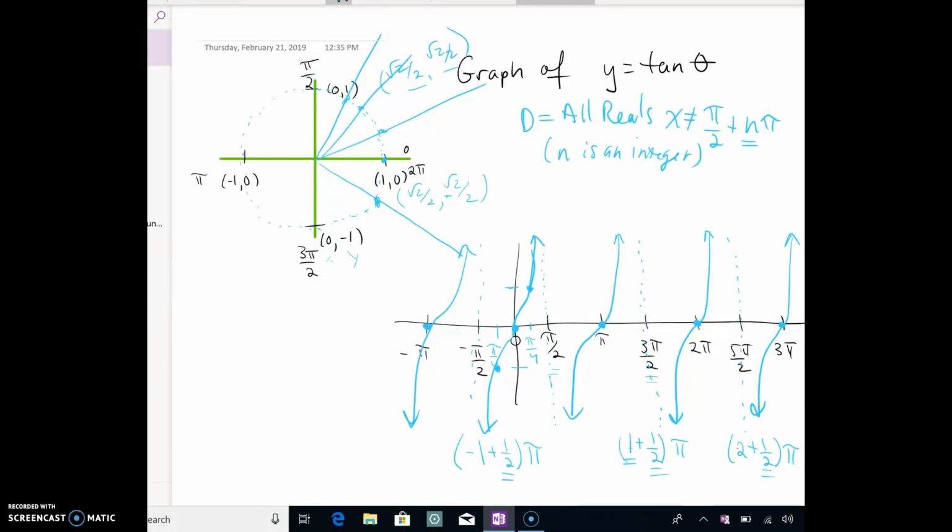Okay, so here's the domain of this function. Now the range of the tangent function: if you look, the y values, the range is going to be all reals, right? We're traveling up to positive infinity and down to negative infinity, so the range is all reals. So we have a domain of all reals except the asymptotes, and a range of all reals.